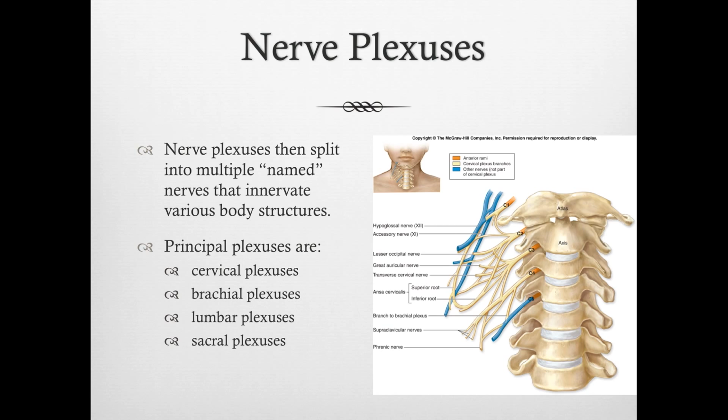So we've got a couple that are relatively high on the human body, right? We're talking about neck and upper arms. And then we're talking about very low on the body. So they're near the lower back and the sacrum.